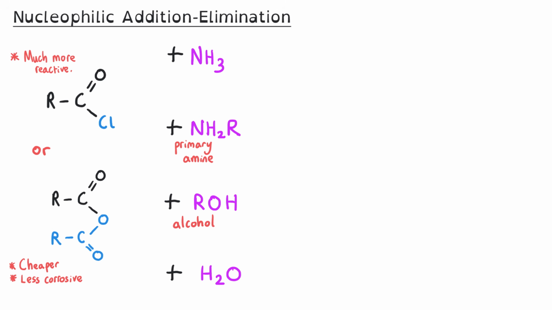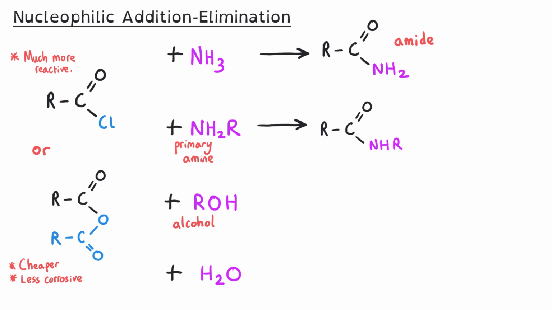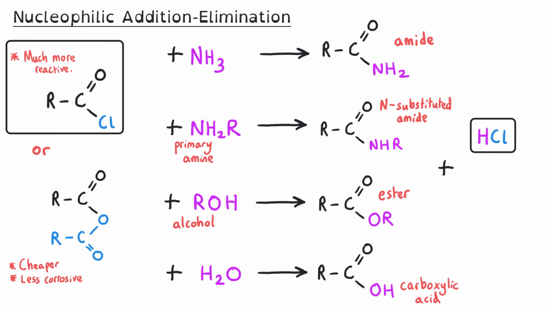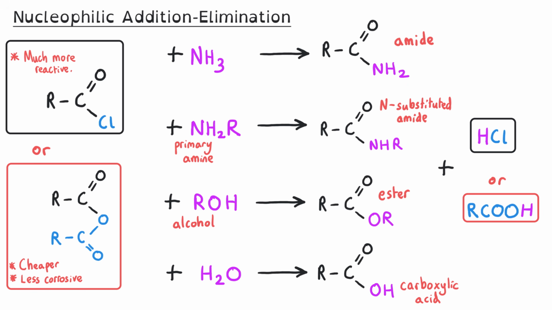There are some common nucleophiles that you need to be aware of. If you used ammonia, we would produce an amide. If you used a primary amine, you would make an N-substituted amide. If you used an alcohol, you would produce an ester, and if you used water, you would produce a carboxylic acid. The only difference in the mechanism and the equation really is the byproduct, which could be HCl for the acyl chloride, or it could be a carboxylic acid if we'd been using an acid anhydride.